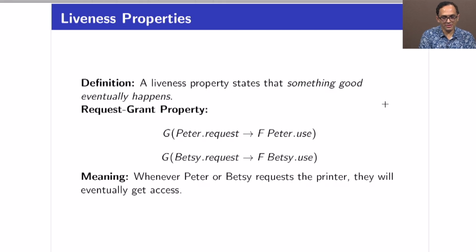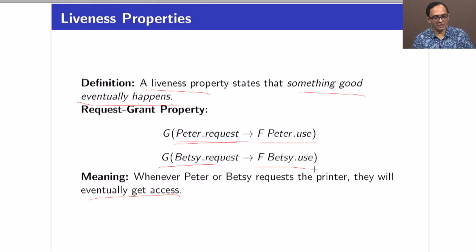Next one is liveness. It basically says that liveness means something good eventually happens, right? For my example of this printer, that means if you are requesting, you will get to use it, right? So basically when you request the printer to print, you eventually get access. So something good happens for you, right? You want to print and you get a chance to print, right? So this kind of property is basically a liveness property, and it says that something good eventually happens.